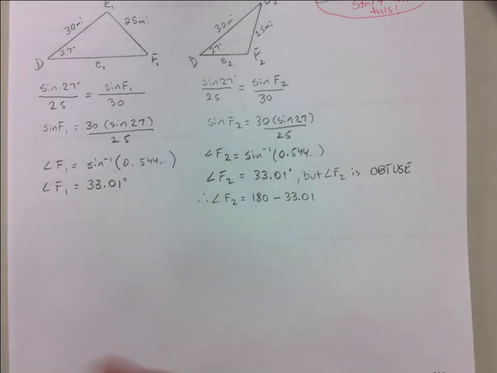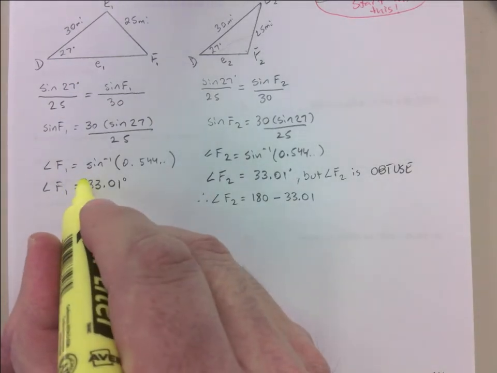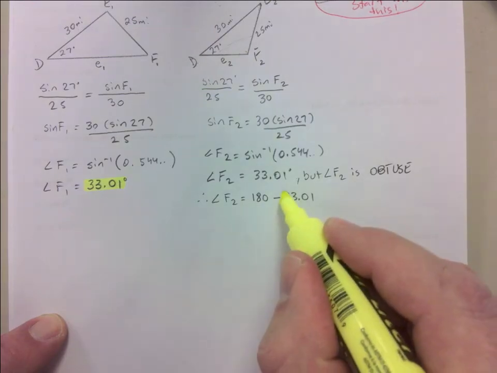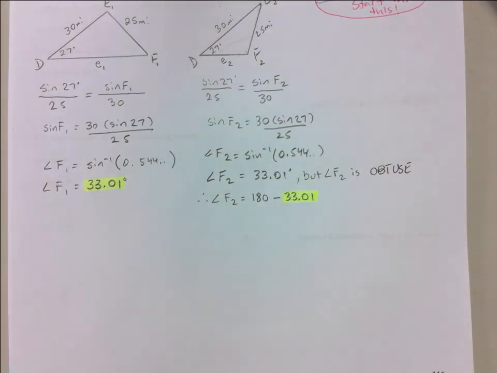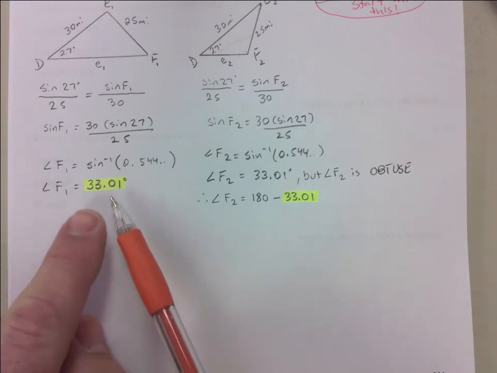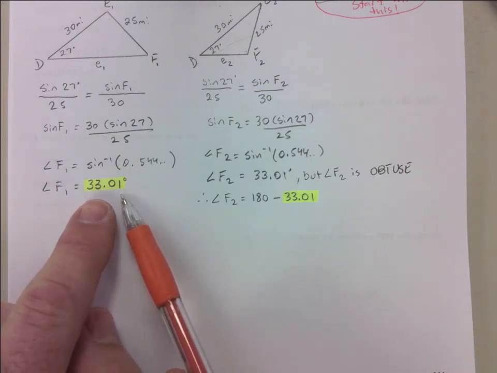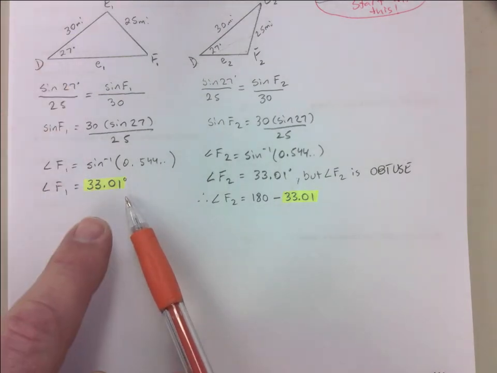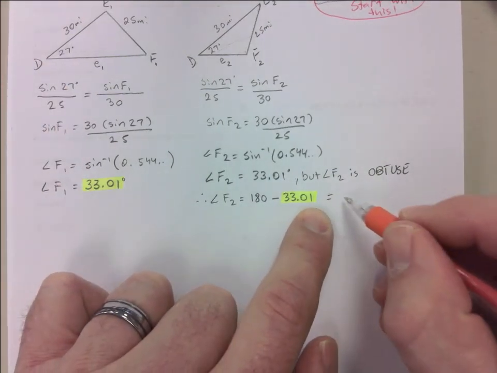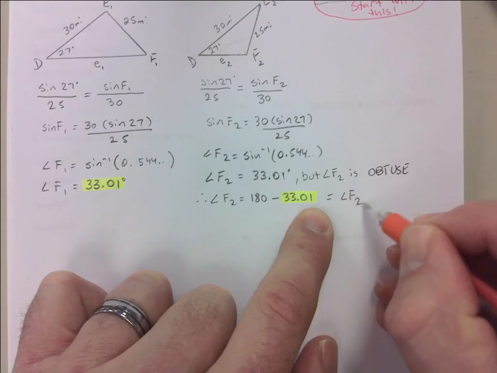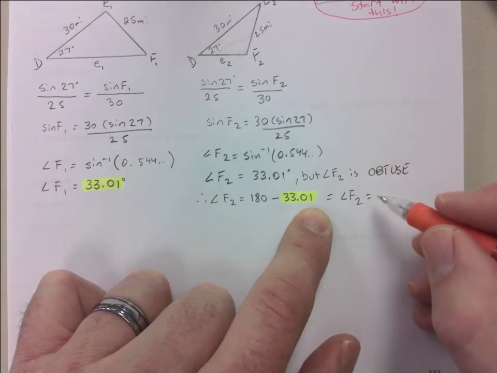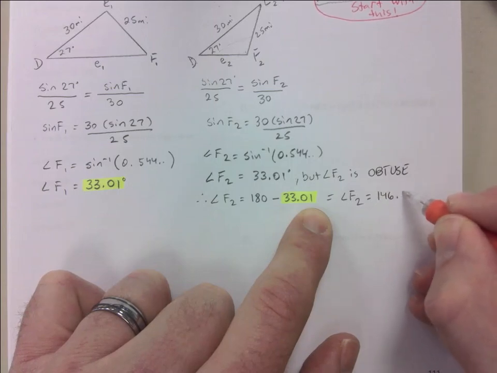And I'm going to highlight that. I'm going to tell you that, right, we're subtracting the acute angle we found in our first triangle that we tackled. And so now we're saying that angle F2 is 146.99.